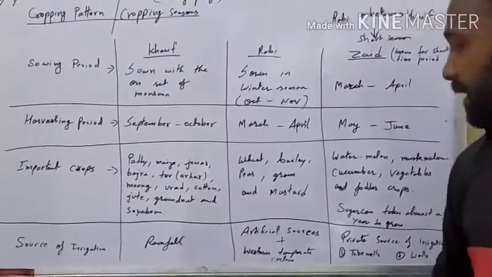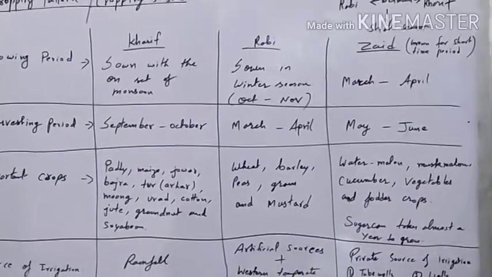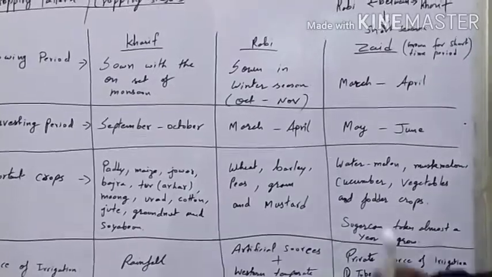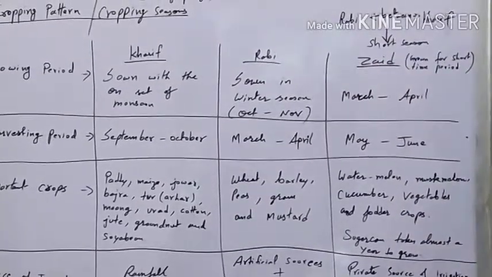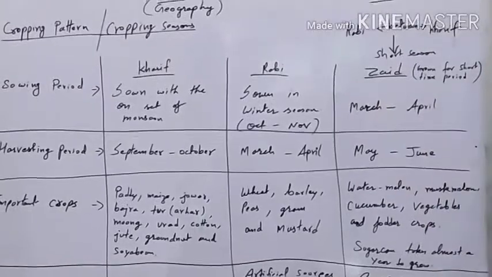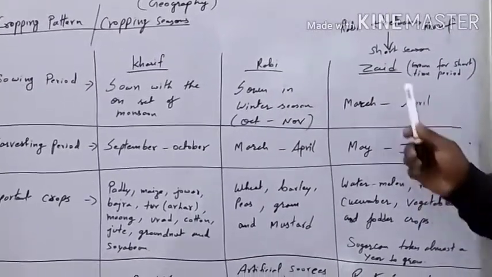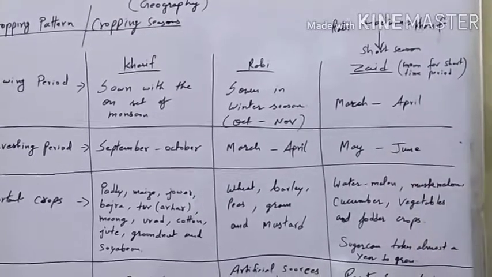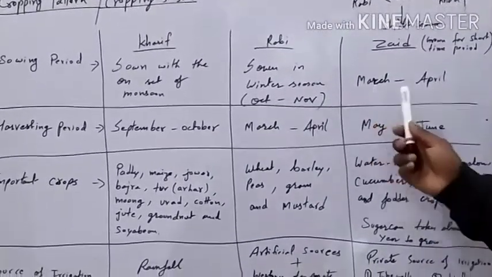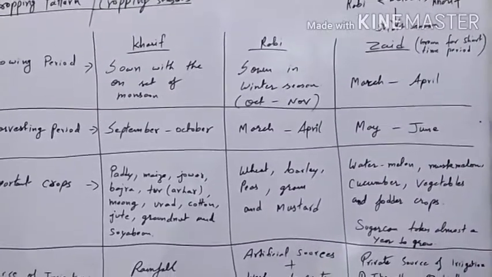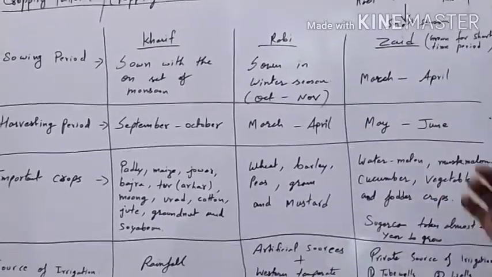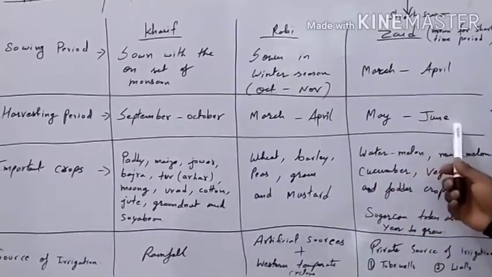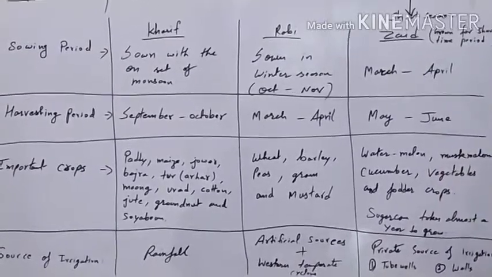Now let us understand another crop, that is the Zaid, which is grown in a season that lies between the Rabi season and Kharif season. That means between these two seasons there is a short season, and that short season is called the Zaid. Here the sowing period is between March and April, and then the harvesting period lies between May and June. So there is hardly any gap between these two periods.